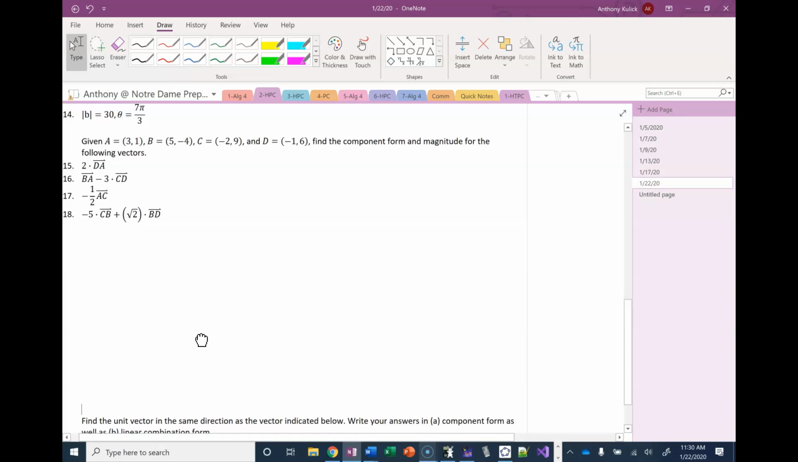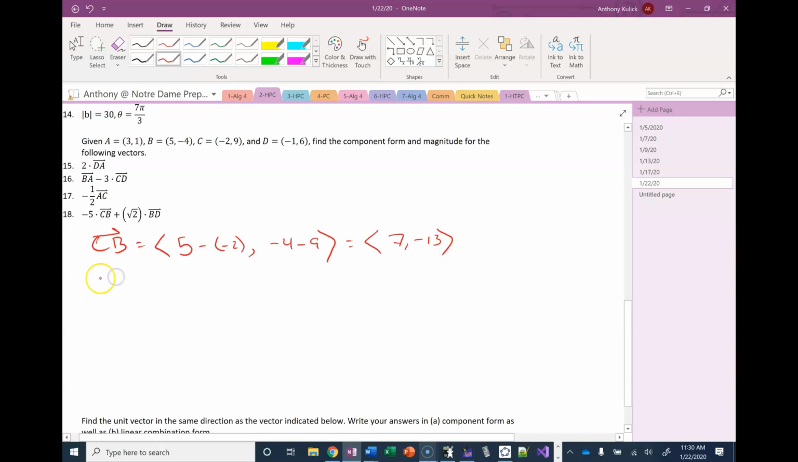So it says it wants the magnitude and direction, or the component form and magnitude, excuse me. So the first thing I'm going to do is I'm going to turn CB into a vector and component form. So it's going to be the terminal minus the initial, and then we'll have the terminal minus the initial. So that gives me 7, negative 13 for CB.